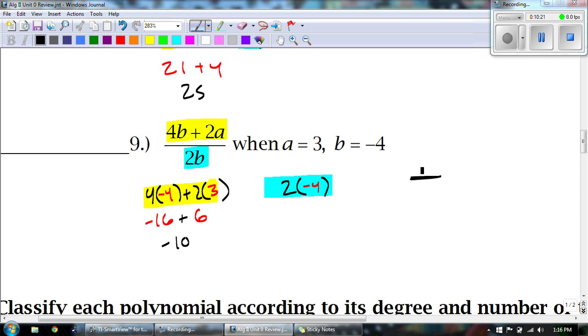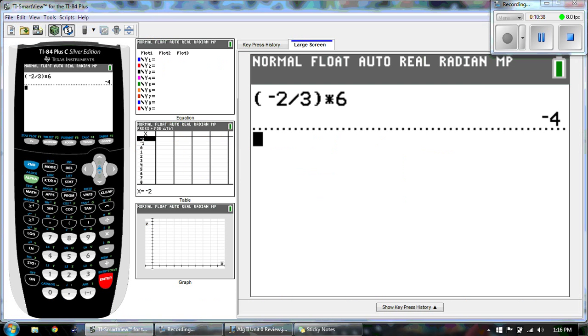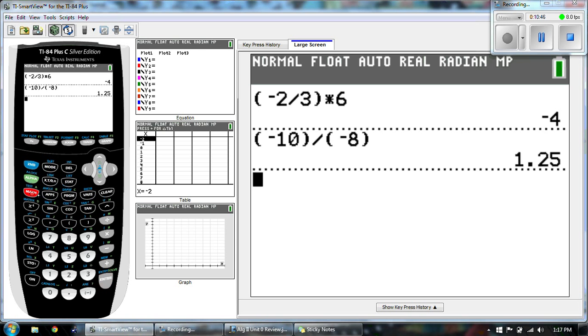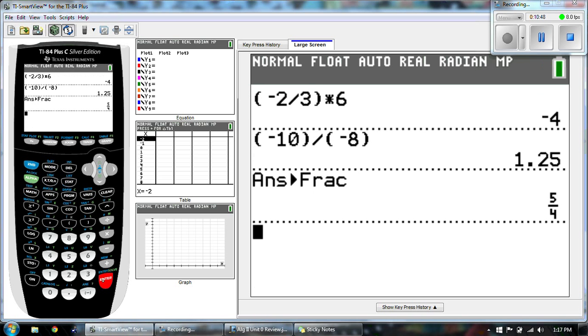So on the top, I have negative 10. Now on the bottom, 2 times negative 4 is negative 8. Now I just simplify. I either plug it into my calculator, negative 10 divided by negative 8, or I simplify it in my head. I don't want the decimal, I want the fraction. So we get 5 over 4.